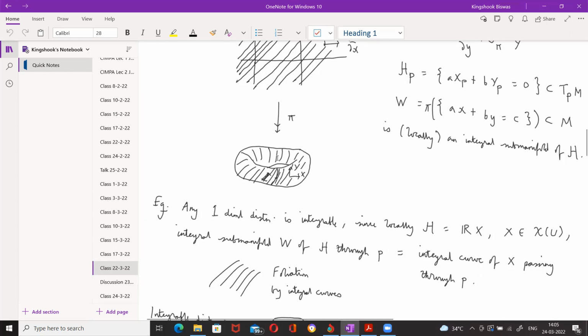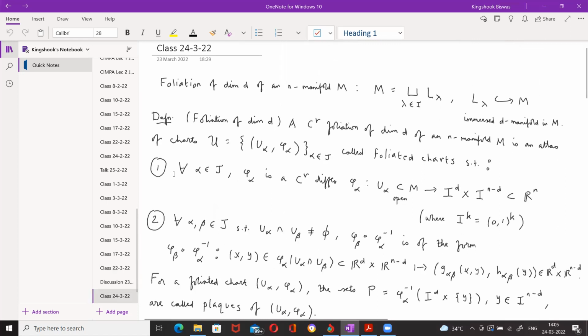Okay, so now I want to make precise what a foliation is. I'll just give you the definition. The idea is you have charts which give you a local product structure on the manifold. So a C^r foliation of dimension d of an n-manifold is an atlas of charts (U_alpha, phi_alpha). The U_alphas are open sets which cover M as usual, and phi_alpha are charts on the U_alpha, of the following form. These are called foliated charts.